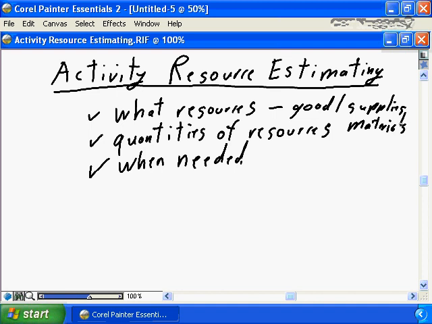For example, let's take the example of building a home. So what resources? We're going to need 2x4 wood. We may need some 2x10 wood. We will need shingles.